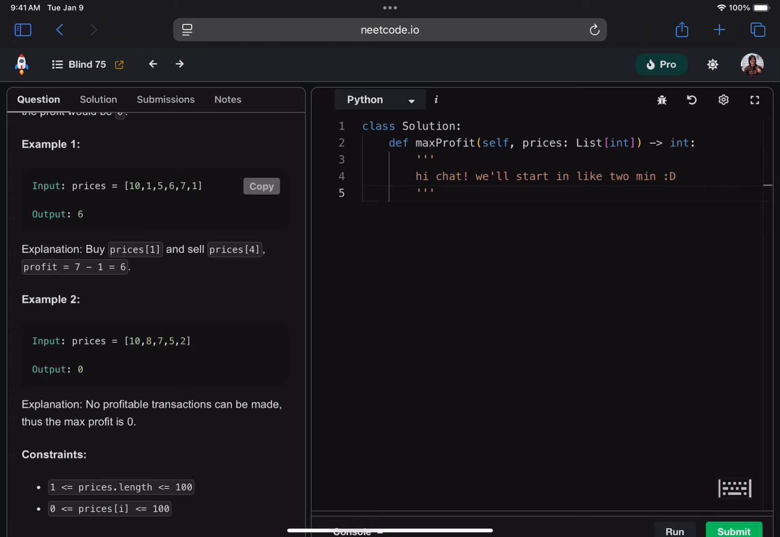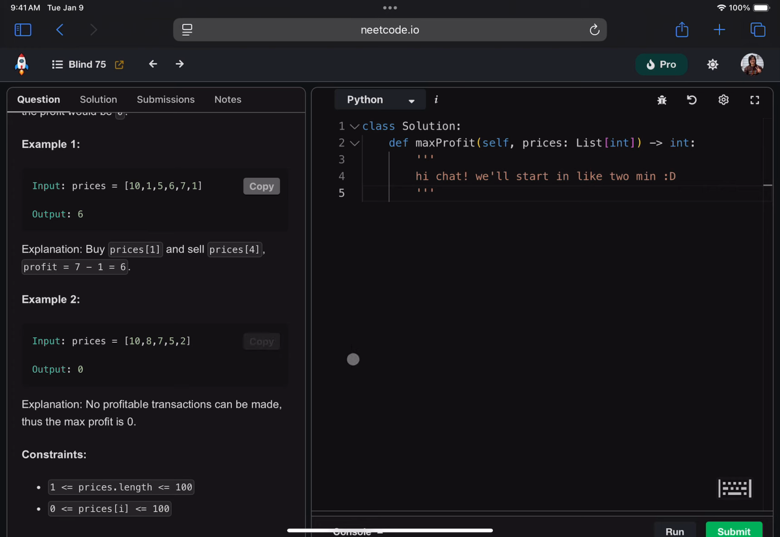Okay, and then the constraints they give us: the length of that prices array will be between 1 and 100. The individual numbers themselves will be between 0 and 100. Not that these greatly impact our answer here. Positive prices make sense. If they were negative prices, I think nothing really changes per se, but that also doesn't make sense for the real life analog. Anyways, fairly straightforward task here. We just need to buy at a low price and make sure we can sell at a high price, and we want the difference between those to be as extreme as possible to maximize our profit.